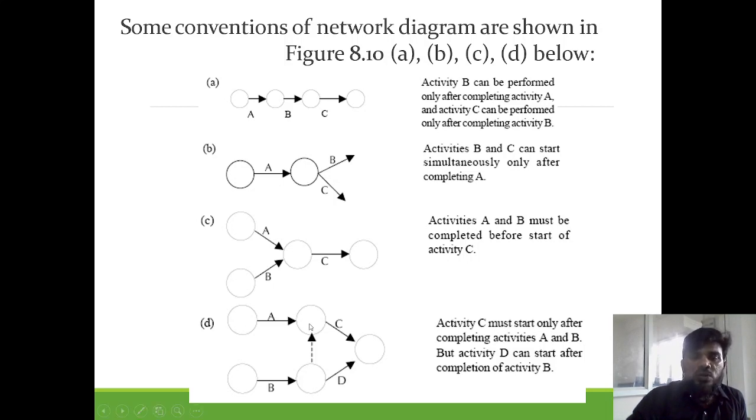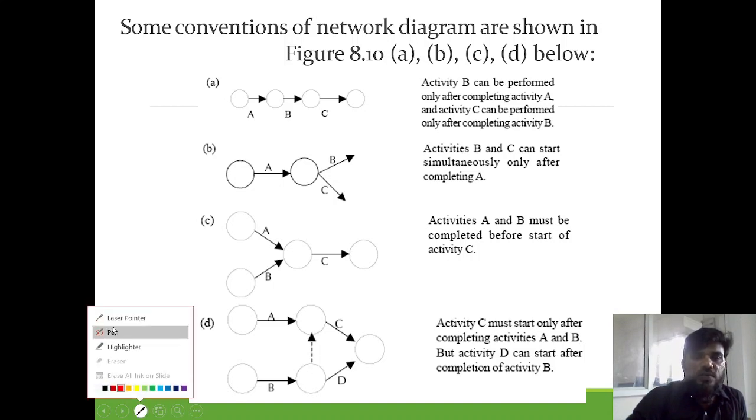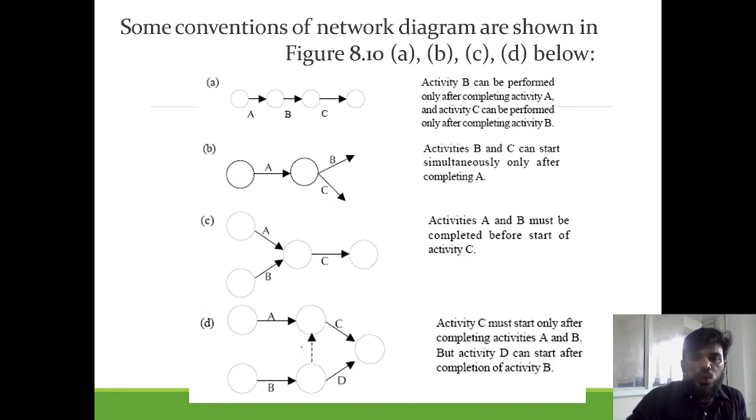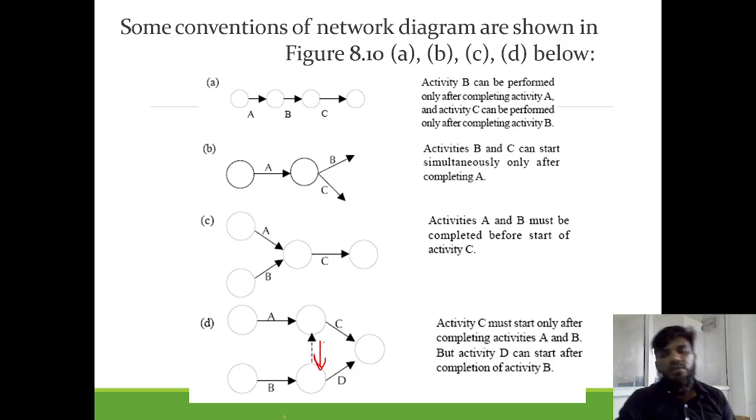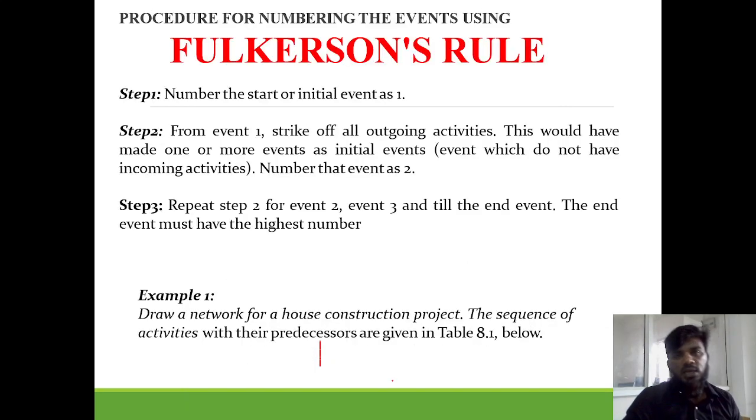If the arrow mark was towards this event, let me show you, if the arrow mark was like this towards this event, then after the completion of A and B only D will start. After completion of A and D only this will start. But because of the arrow mark above, only after the completion of A and B, C will start. Whereas once B is completed, D will automatically start.